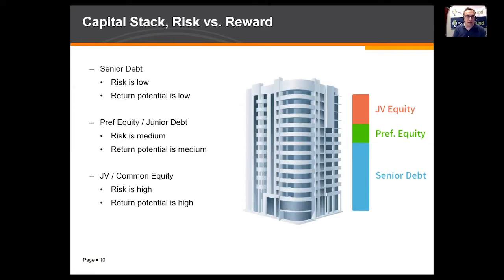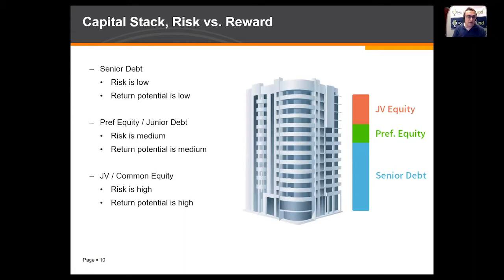After the senior debt, there could be junior debt or preferred equity. So junior debt would be generally more senior than the preferred equity. Some cases don't have junior debt, they just have preferred equity. But they're second behind the senior debt. So it's either preferred equity or junior debt or a combination of the two. They generally have a medium level of risk, and they need to have a moderate level of return to compensate for a higher level of risk than the senior debt.